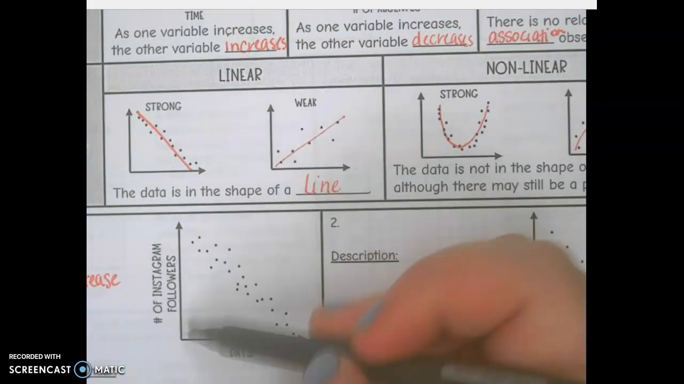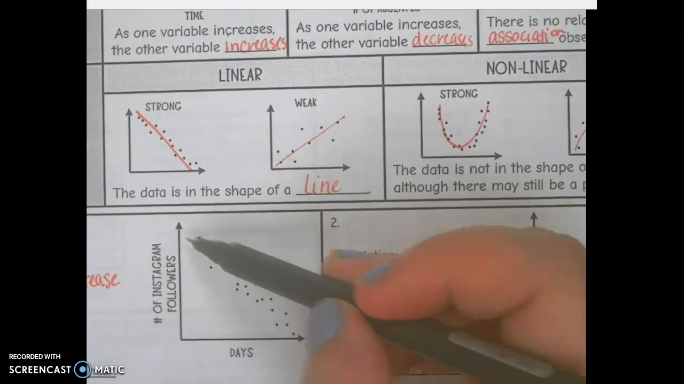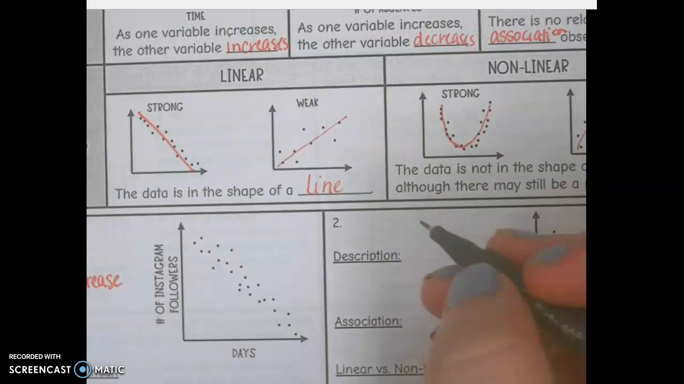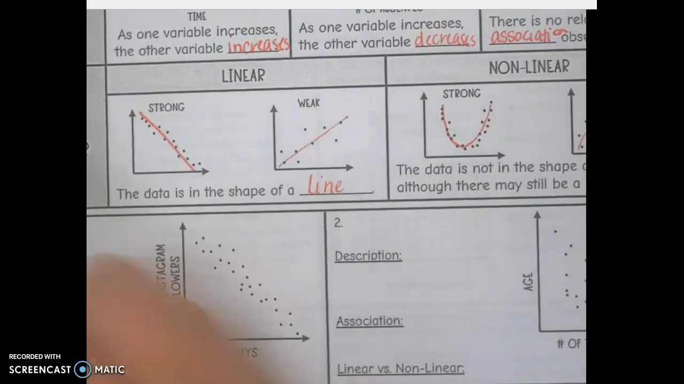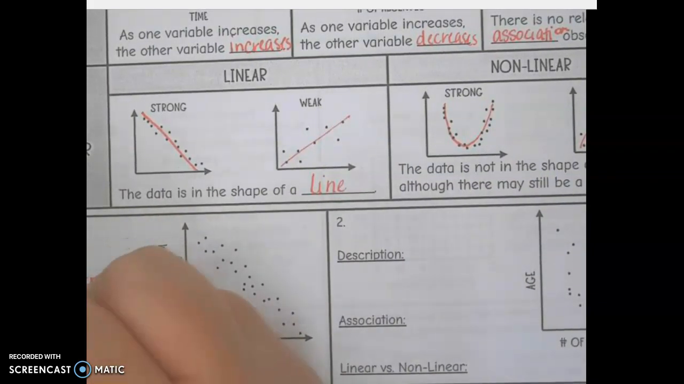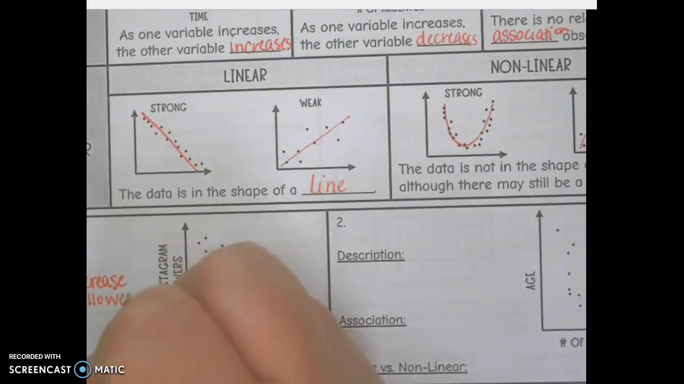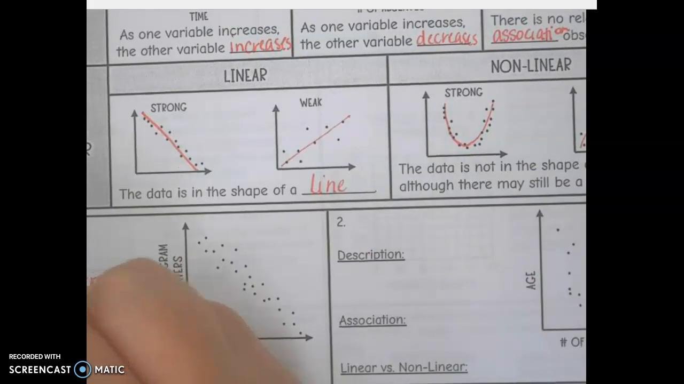what's happening to our followers? So up here, we maybe had 100 followers. But by down here, we have barely any followers. As our days increase, the number of followers decreased.